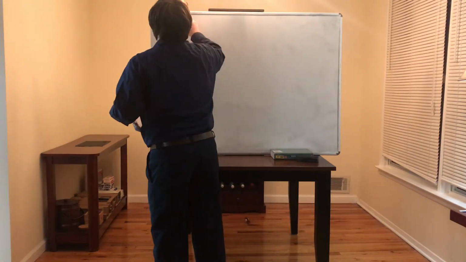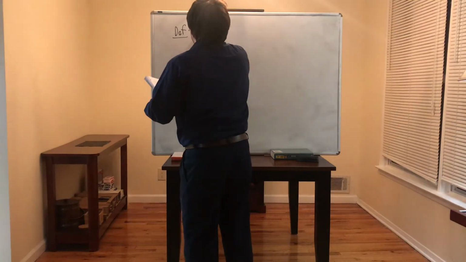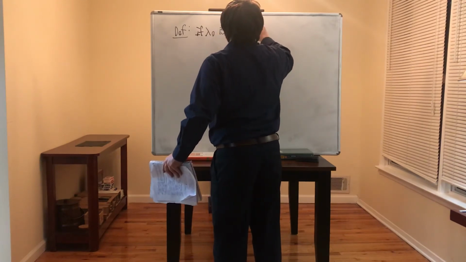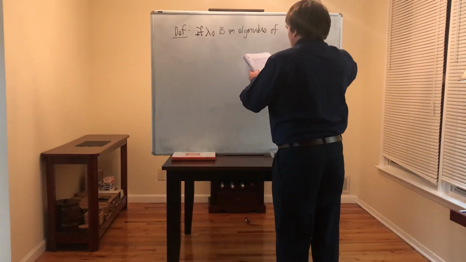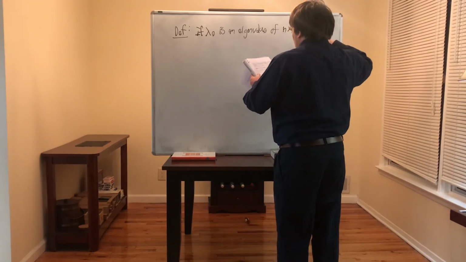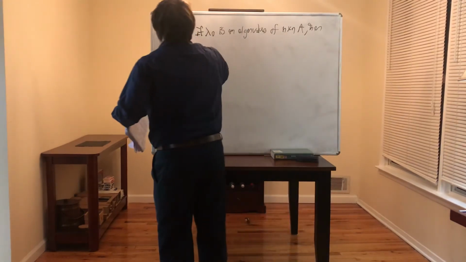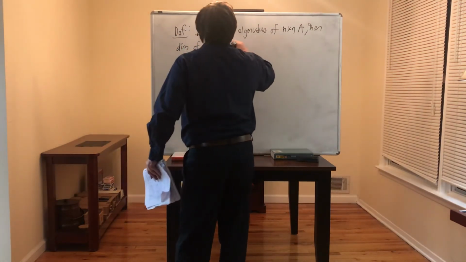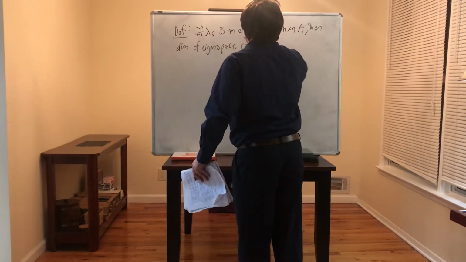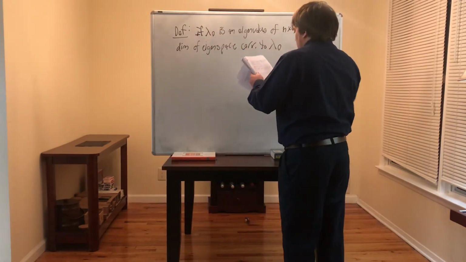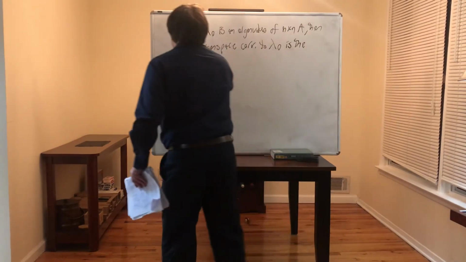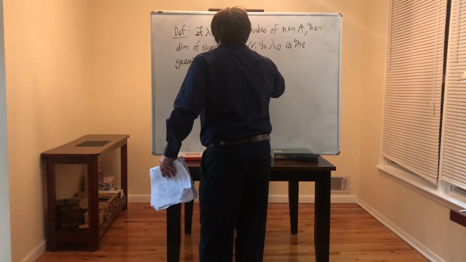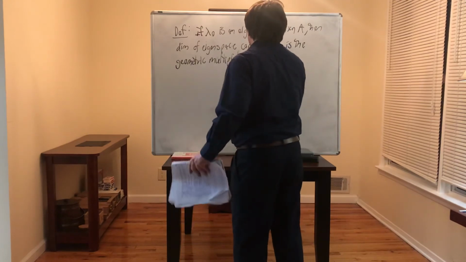Okay, another definition. If lambda naught is an eigenvalue of n by n matrix A, then the dimension of the eigenspace corresponding to lambda naught is the geometric multiplicity of lambda naught.